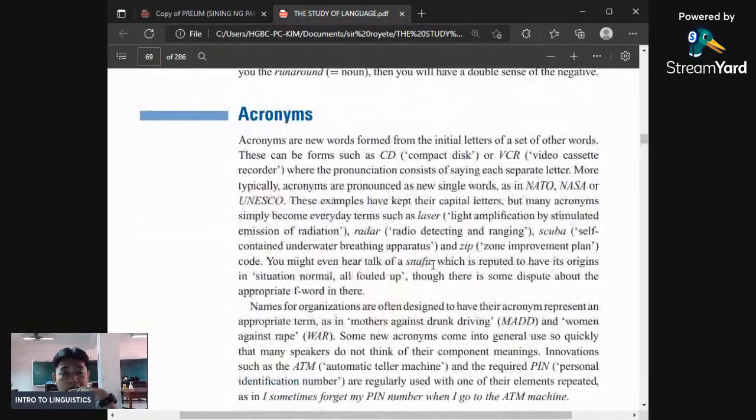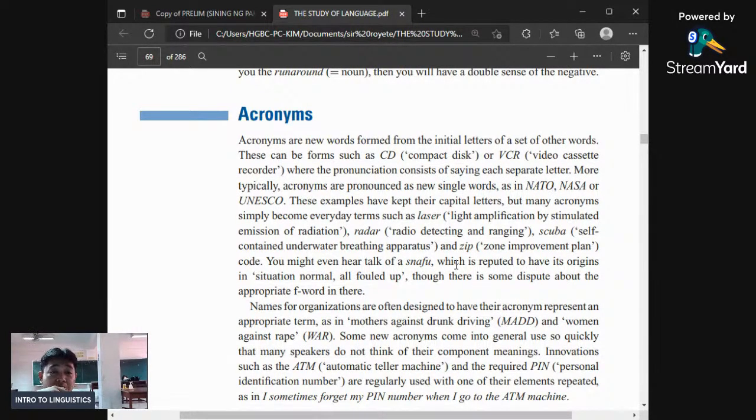So, next one, we have acronyms. Ito, ang alam din natin, how words are formed, acronyms, or word formation processes. So, for acronyms naman, for example, in acronyms, these are the words of forms such as CD, compact disc, VCR, video cassette recorder. Word pronunciation consists of saying each separate letter.